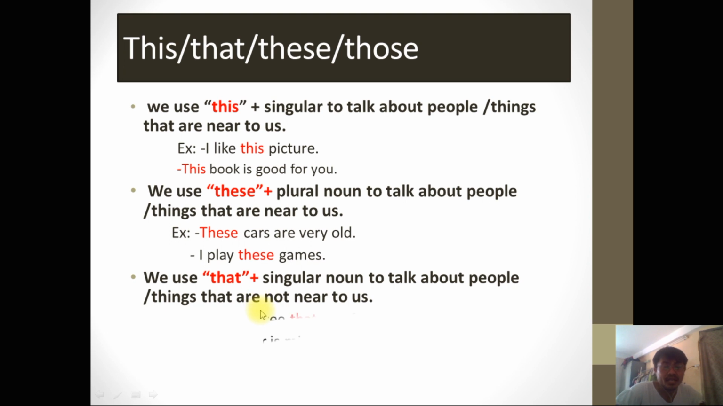Now take a look at two examples. Can you see that man? Man is singular, and that man is not near to us, far away from us. You can use this or that in any form: question, negative, or positive. And one more: that car is mine. The car is singular, and it's not near to us.